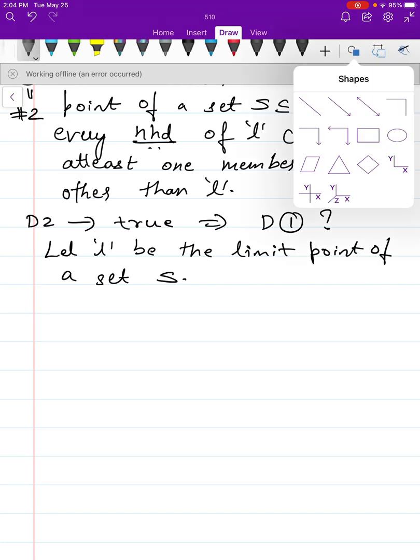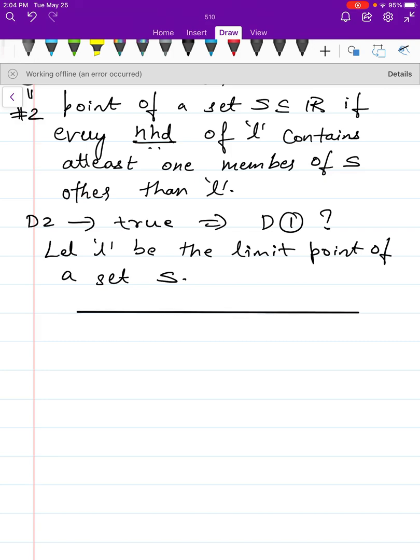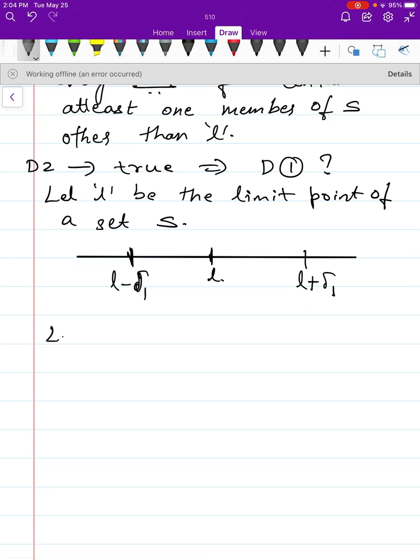So now if I try to draw a line, the real line, because we are dealing with the real line, say my limit point is here. So an obvious neighborhood of L is L minus delta 1, where delta 1 is a very small number to be considered, and L plus delta 1. Correct? So this open interval, L minus delta 1 comma L plus delta 1, is a neighborhood of L.